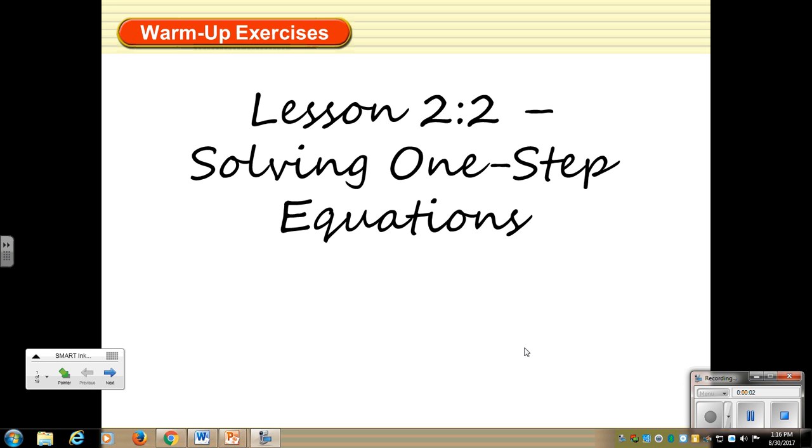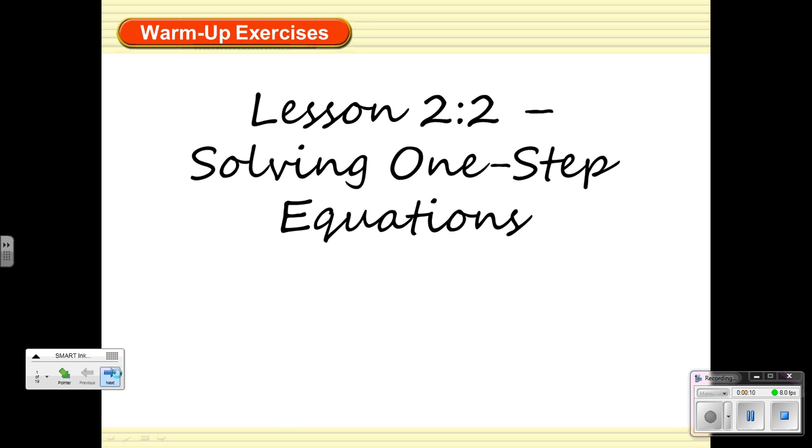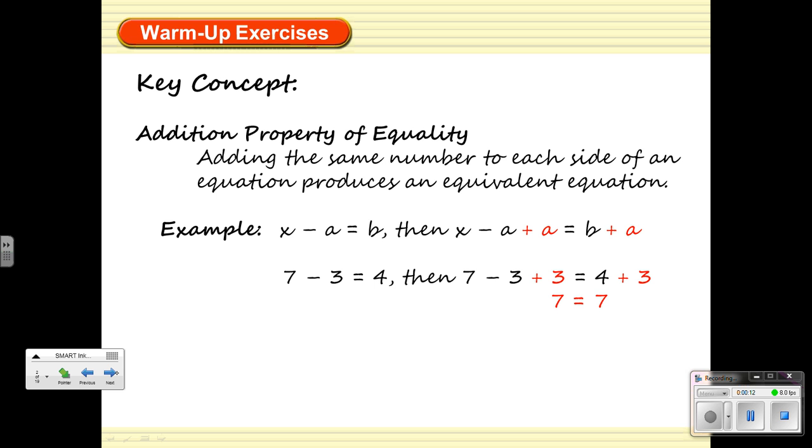Welcome to lesson 2-2, solving one-step equations. I'm going to try to keep this really short because I think for most of you this should be a pretty good review. So I'm going to go ahead and keep this short. And there's a couple of key concepts today.